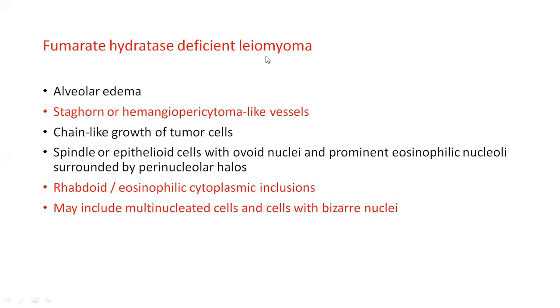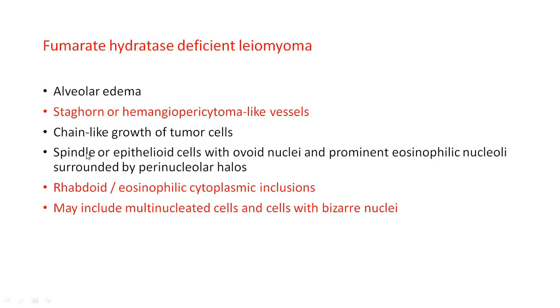So the other entity is the fumarate hydratase deficient leiomyoma. As we discussed a few features in the previous slides, they have microscopic features. The important ones are the staghorn or hemangiopericytoma-like vessels, which are large vessels. These type of vessels are not only present in leiomyomas, but they can be present in solitary fibrous tumor as well, and other entities such as glomus tumor.